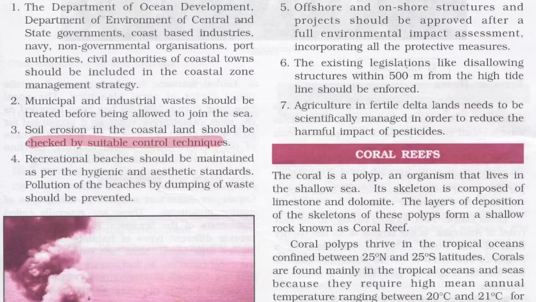Permission should be taken through the environmental impact assessment before incorporating any offshore and onshore structures. The existing legislations, like disallowing structures within 500 meters from the high tide line, should be enforced. Agriculture in fertile delta lands needs to be scientifically managed so that the harmful impacts of pesticides can be reduced.